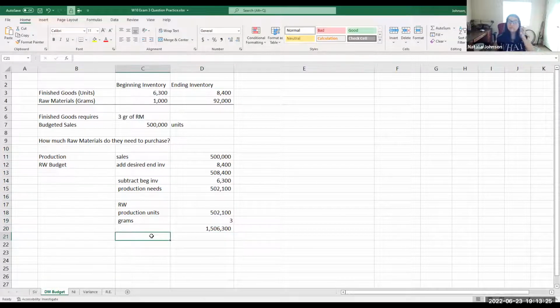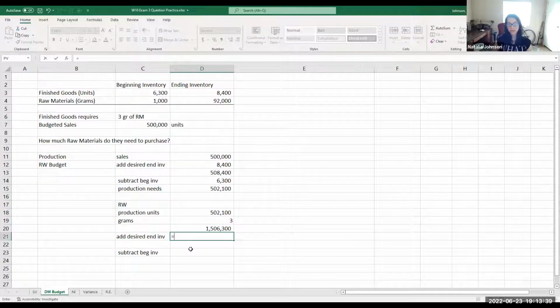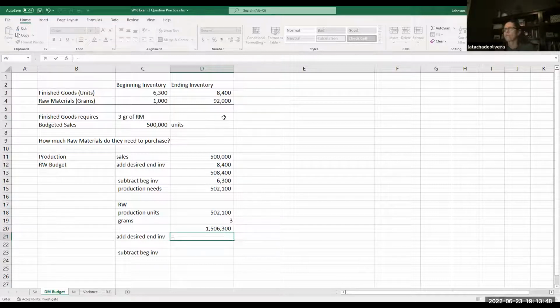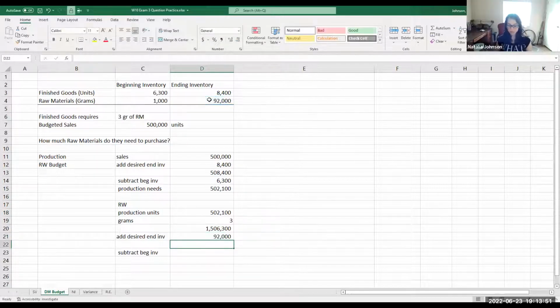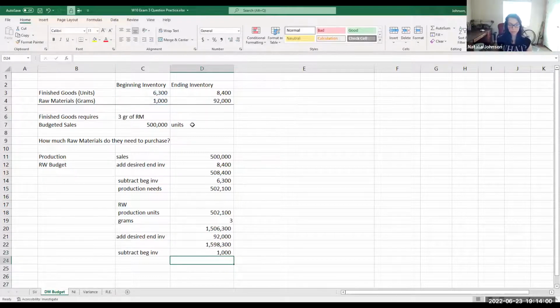Okay, and then now it's going to be similar to the production budget. We're going to add the desired ending inventory and then subtract the beginning inventory. What is the desired ending inventory for raw materials? The 92,000? Yeah, awesome. So 92,000, we add them together, and then we will subtract the 1,000 grams of beginning inventory. And that will give us the answer.